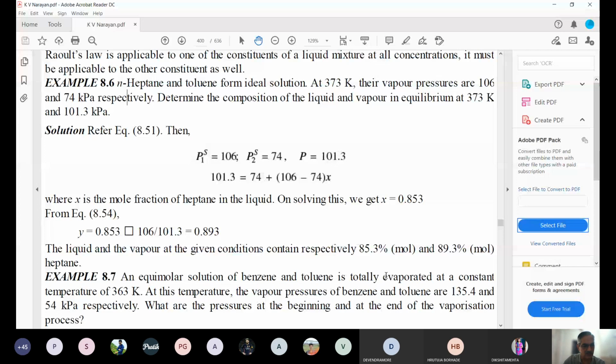Okay, so solve example 8.7. It is also very simple. An equimolar solution of benzene and toluene is totally evaporated at a constant temperature of 363 Kelvin. At this temperature, the vapor pressures of benzene and toluene are given. What are the pressures at the beginning and end of the vaporization process?